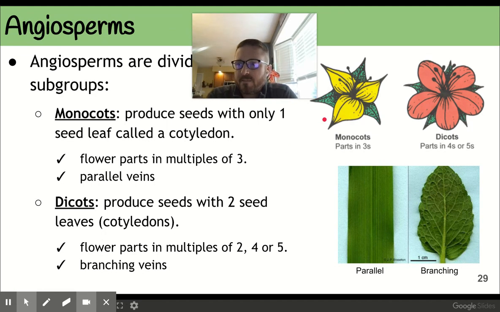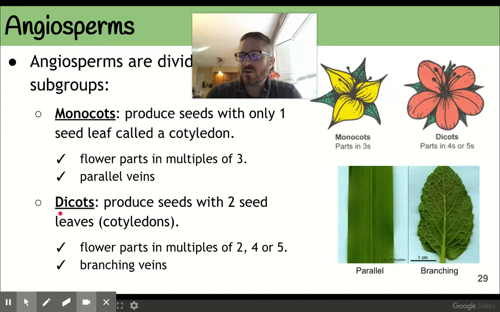There are some other things that go along with being a monocot. You have flower parts in multiples of 3. So this particular flower has 3 petals. You also have parallel veins in your leaves. So this leaf goes with this monocot right here. You can see the parallel veins. Grass growing in your front yard has parallel veins. It's a type of monocot angiosperm.